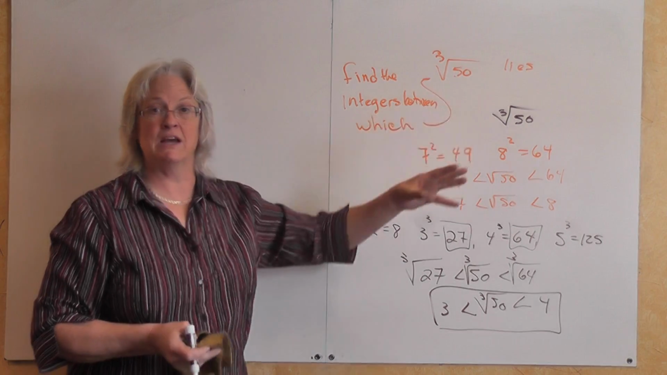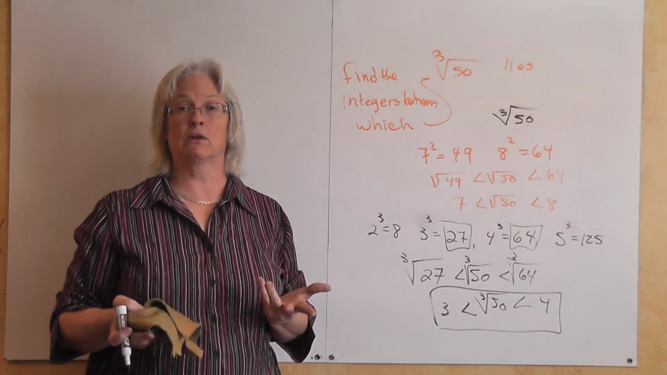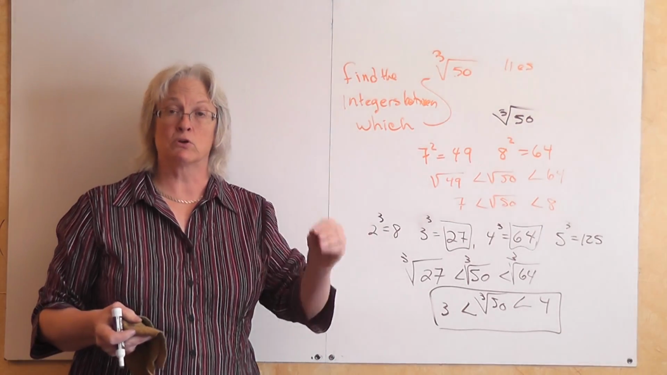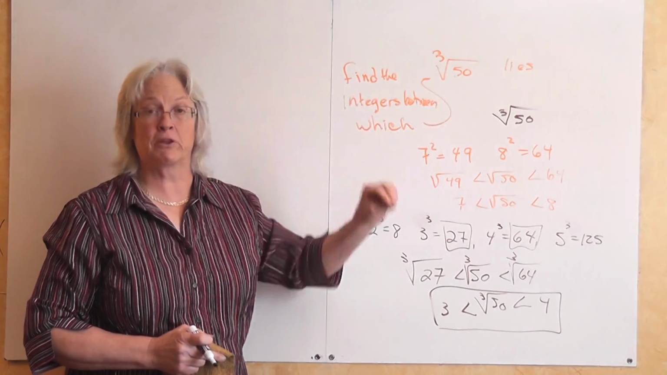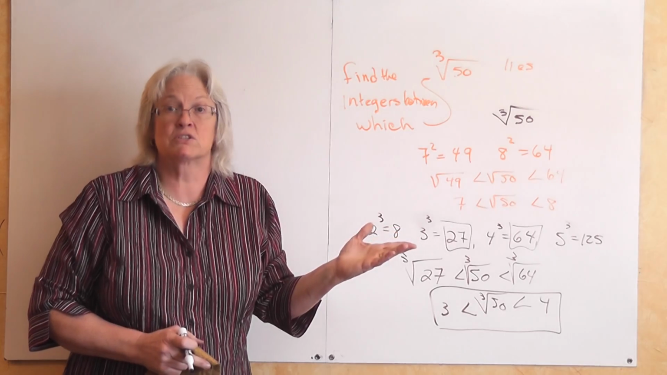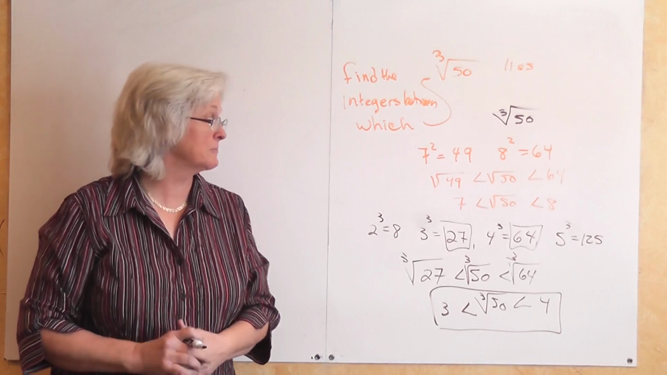Same thing also if it said find the cube root of 50 to a particular decimal point, you would use the cube root key on your calculator to come up with an approximation that you rounded to the nearest tenth or nearest hundredth, whatever they were asking you to do.